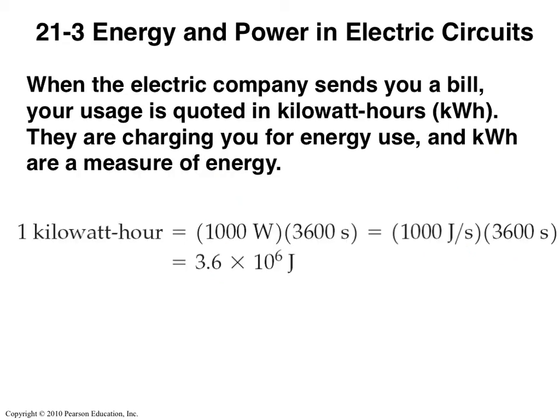Just a little bit of background knowledge about this. When the electric company sends you a bill, your usage is quoted in kilowatt hours. They're charging you for the energy used, and kilowatt hours are a measure of energy. If you use 1,000 watts for 1 hour, that would be 3.6 times 10 to the 6th joules. That's basically how we get our kilowatt hours.